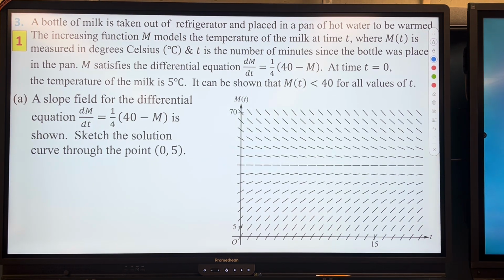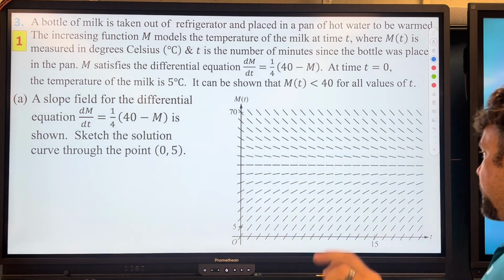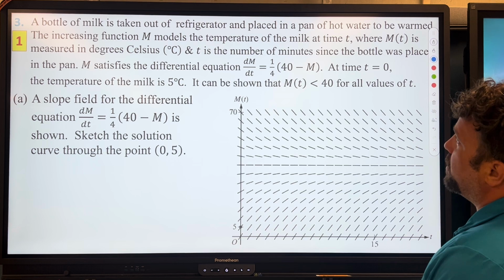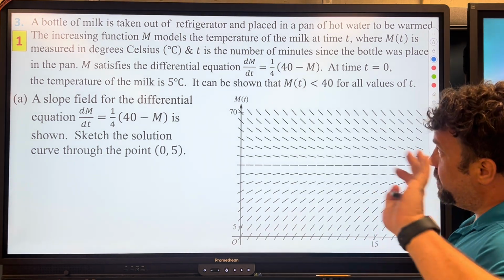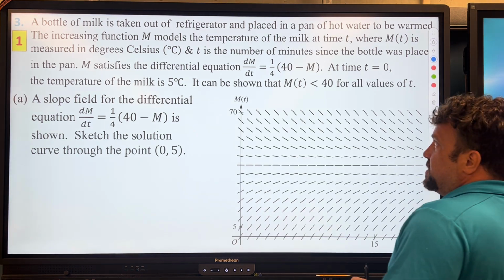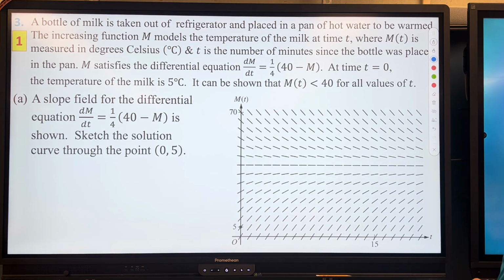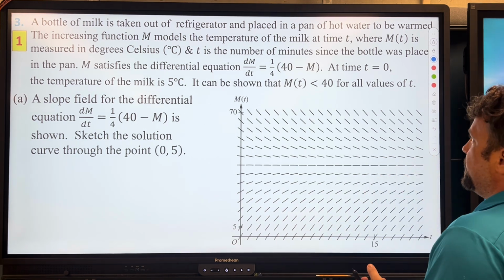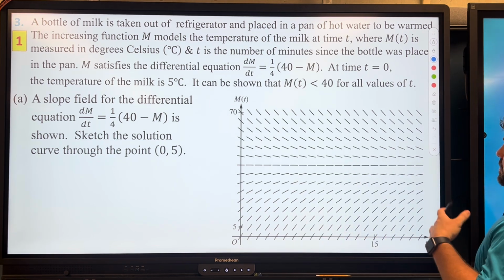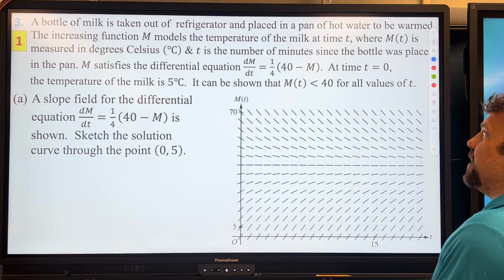All right. Problem 3, slope field problem. You're going to see a slope field problem, no doubt about it, somewhere during your test. A bottle of milk is taken out of the refrigerator and placed in a pan of hot water. So now you can't use your calculator anymore. The increasing function M models the temperature of the milk at time t, where M of t is measured in degrees Celsius, and t is the number of minutes since the bottle was placed in the pan. M satisfies the differential equation dM/dt equals 1/4 times (40 minus M). At time t equals 0, the temperature of the milk is 5 degrees Celsius.